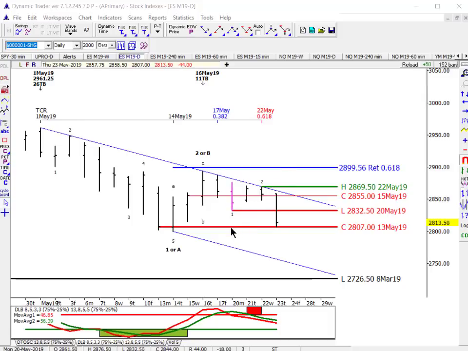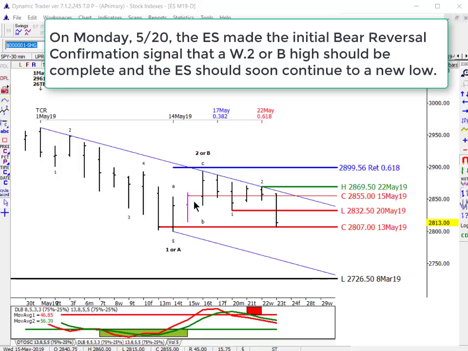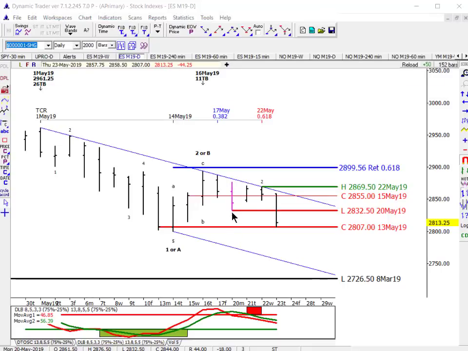If you listened to some of our previous updates, you'll know that last week we identified this high on last Thursday as a probable ABC wave 2 or B correction, which would be followed by a resumption of the bear trend to a new low. On Monday of this week, when we made that close below the May 15th close, that was the initial confirmation. We also made a bear reversal in daily momentum. So the outlook the last few days has been that we would continue the bear trend.